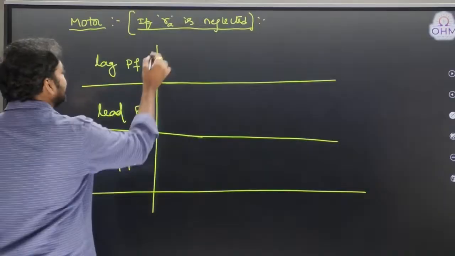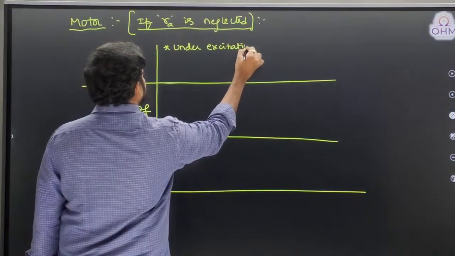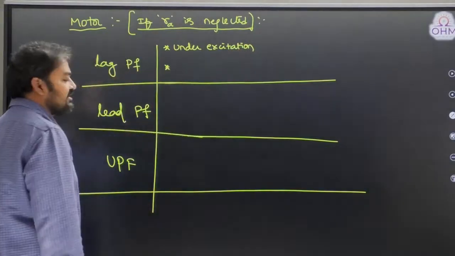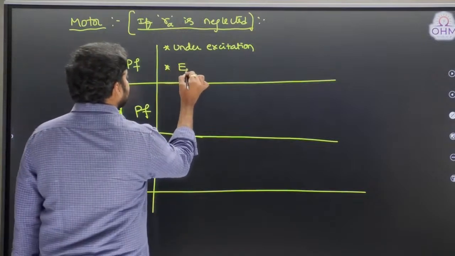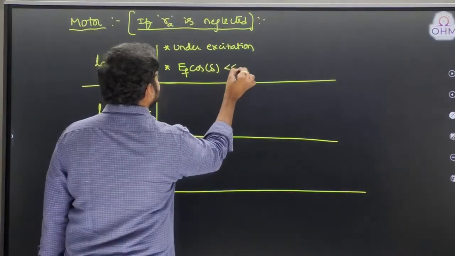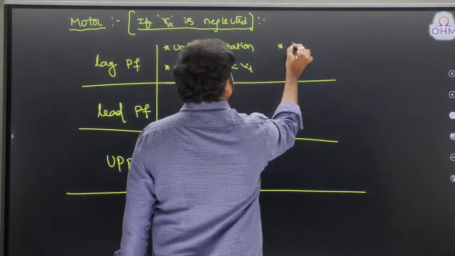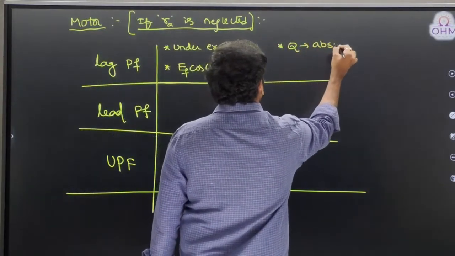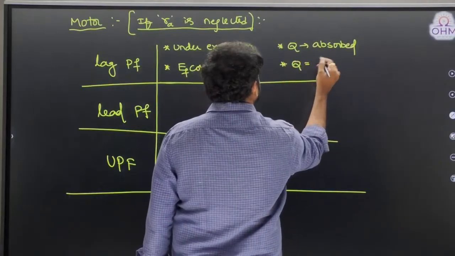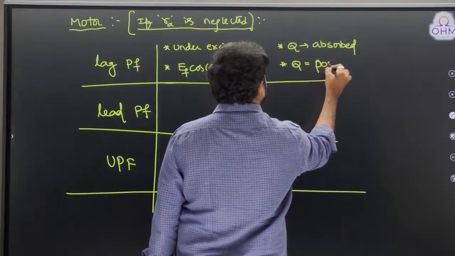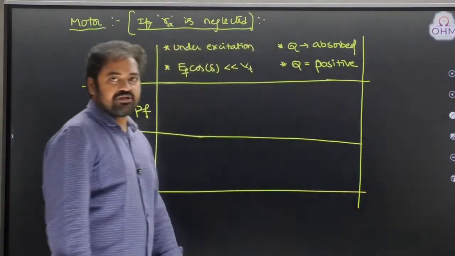So for lagging power factor we will get under excitation, exactly opposite to the generator. In a generator, lagging power factor is over excitation. In a motor, lagging power factor is under excitation. Under excitation means EF cos delta is less than VT. Also, the reactive power will be absorbed by the motor, and the sign will be negative. Sorry, absorbed, positive sign will come. Reactive power will be positive and the machine is absorbing the reactive power.